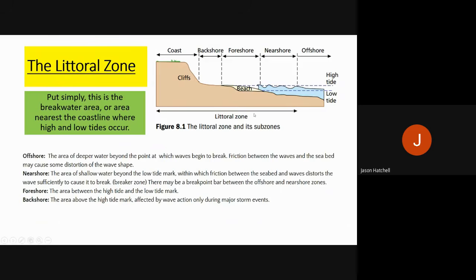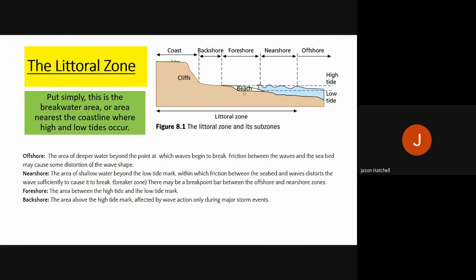Then we've got the near shore, which is closer to the coast, and this is an area of shallow water and it's beyond the low tide mark. So there is more friction in this area between the seabed and the waves, and that distorts those waves. It's the break zone. Then we've got the foreshore zone. Now the foreshore zone is the area between high and low tides. So this area is covered in water during high tide, and then it is exposed, as you can see in the image there, during low tide.